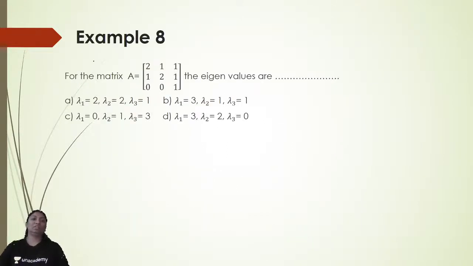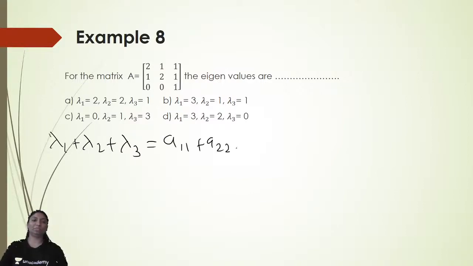Okay, now the next one is for the matrix A equal to [2 1 1; 1 2 1; 0 0 1]. The eigenvalues are, okay, so what are the eigenvalues? As we know, lambda 1 plus lambda 2 plus lambda 3 is equal to a11 plus a22 plus a33. But here many eigenvalues are given, and we have to select the correct eigenvalues, so we will use the trial and error method. Here a11 plus a22 plus a33 is equal to what? 2 plus 2 plus 1, that is 5.